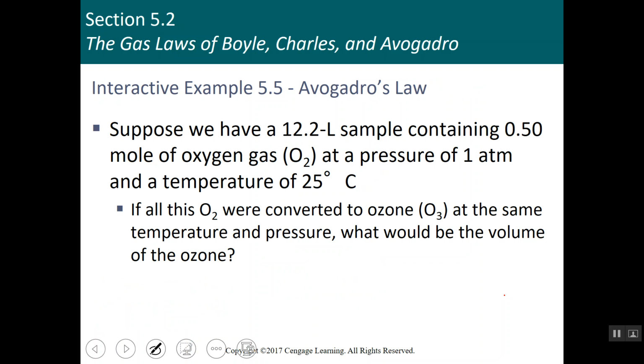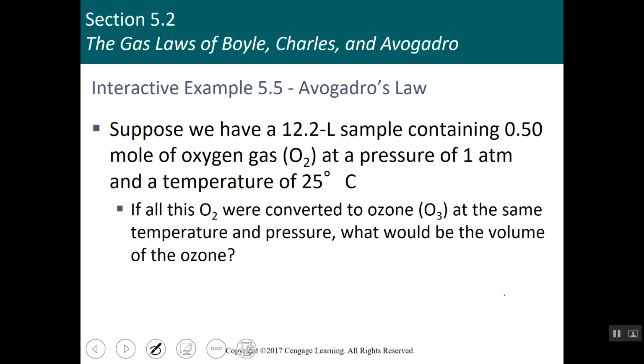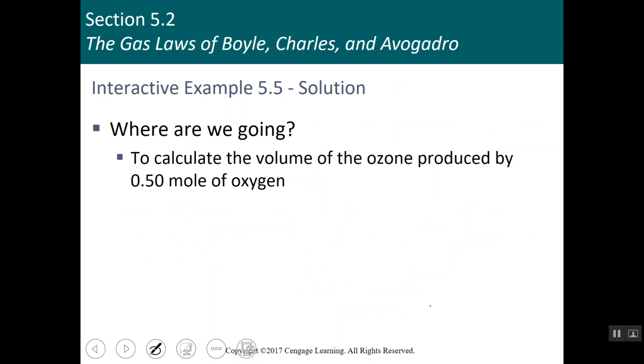What if we had a 12.2 liter sample containing 0.5 moles of oxygen gas at a pressure of 1 atmosphere and temperature of 25 degrees Celsius? Notice it says same temperature and pressure, so we don't have to be concerned about those. What would be the volume of ozone? V1 over N1 equals V2 over N2 would be the equation that we would use.